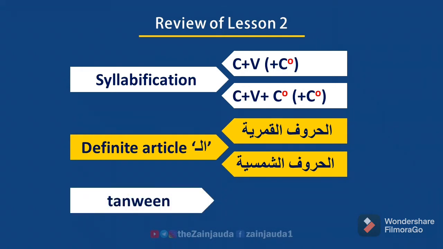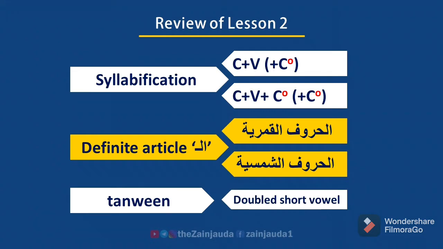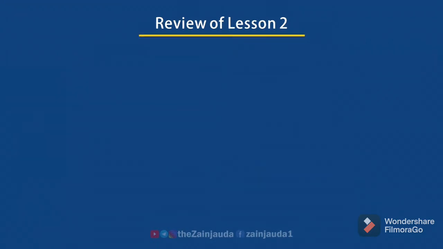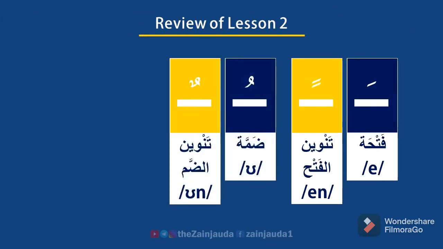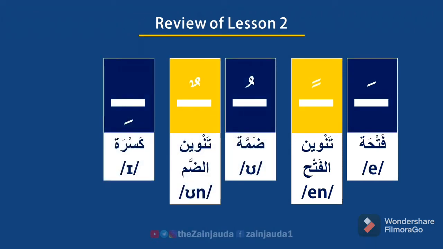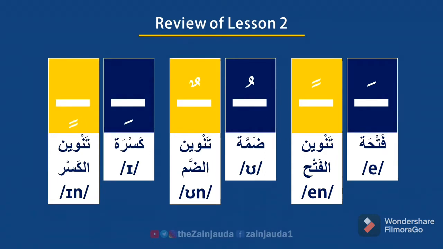We explained also a new haraka which is called tanween and said that tanween is a doubled short vowel. So fatha is a, tanween al-fath is an, dhamma is u, tanween al-dhamm is un, and finally kasra is e, tanween al-kasr is in.